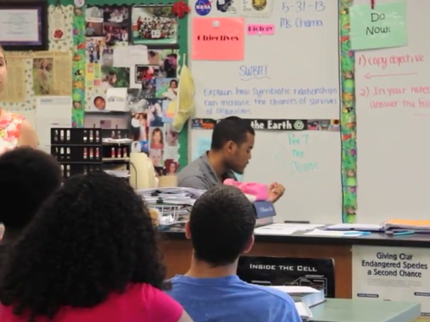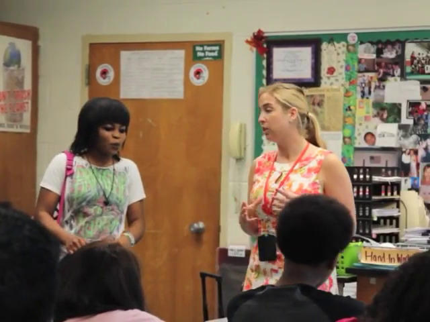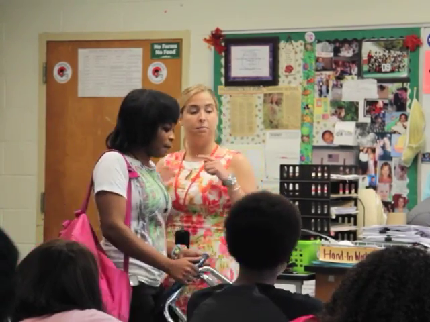Does anyone know what symbiotic means? I know an example, like the rhino and the bird that eats the stuff off its back. Right, so that's a type of relationship that we're going to be talking about. There are three types of symbiotic relationships that we're going to be discussing: mutualism, commensalism, and parasitism. So you guys are going to know what these mean by the end of class.